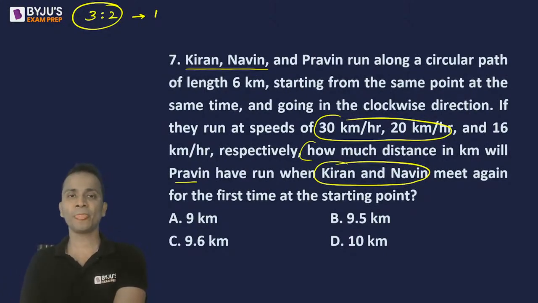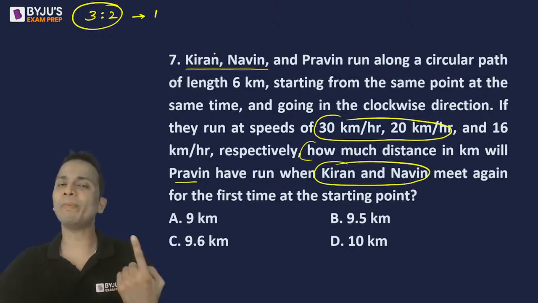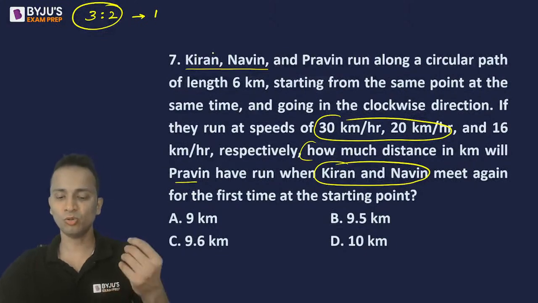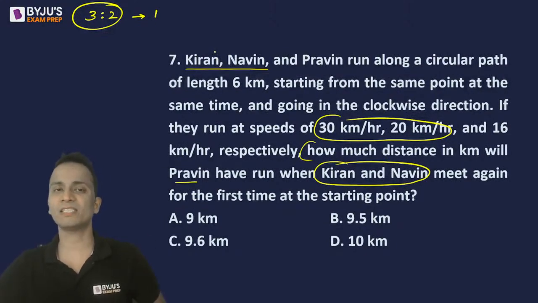I'll repeat this. Kiran and Naveen are moving in the same direction. This is given. The simplest ratio of the speeds is 3 is to 2. If they are moving in the same direction, calculate the difference of 3 and 2, which is 1. So there will be one point on the racetrack at which they will meet. If there is only one point, then it has to be the starting point, right? So Kiran or Naveen को पहली बार मिलवा दो. Whenever they meet, it will be at the starting point.